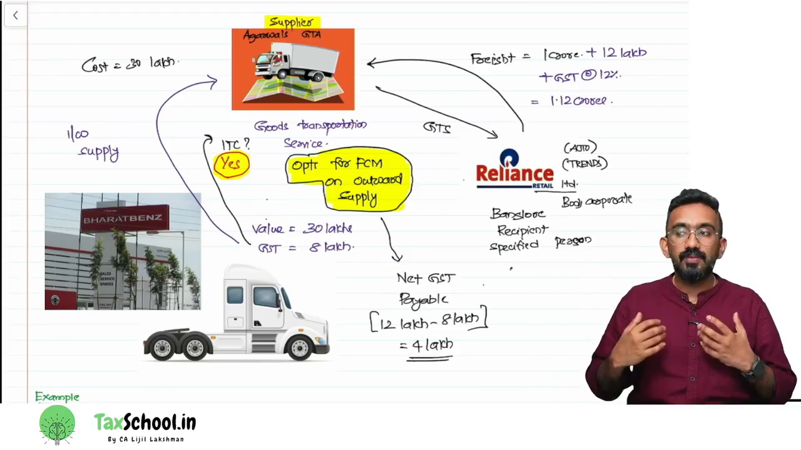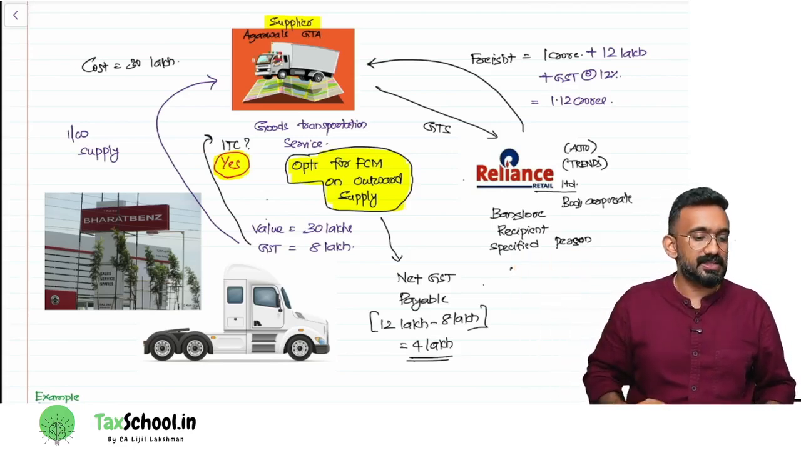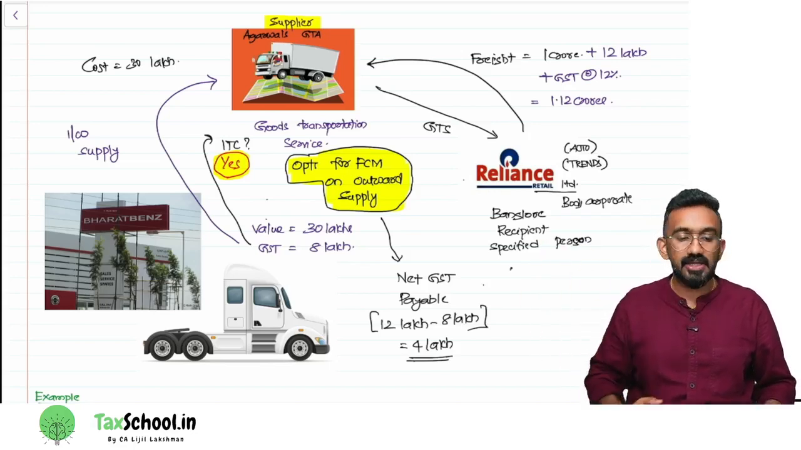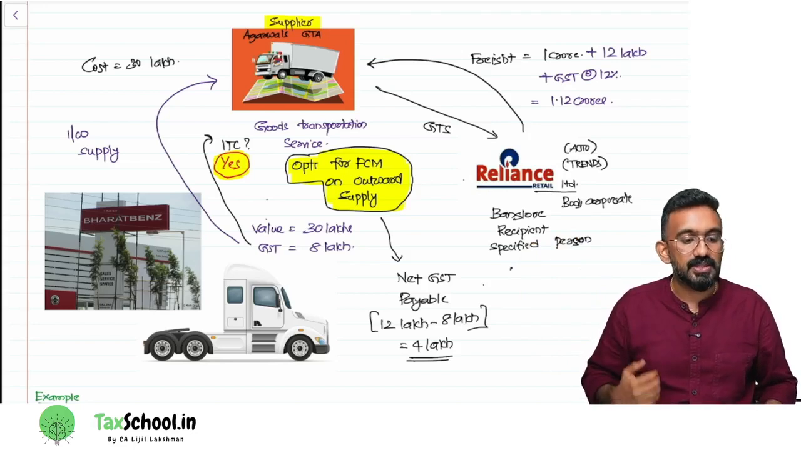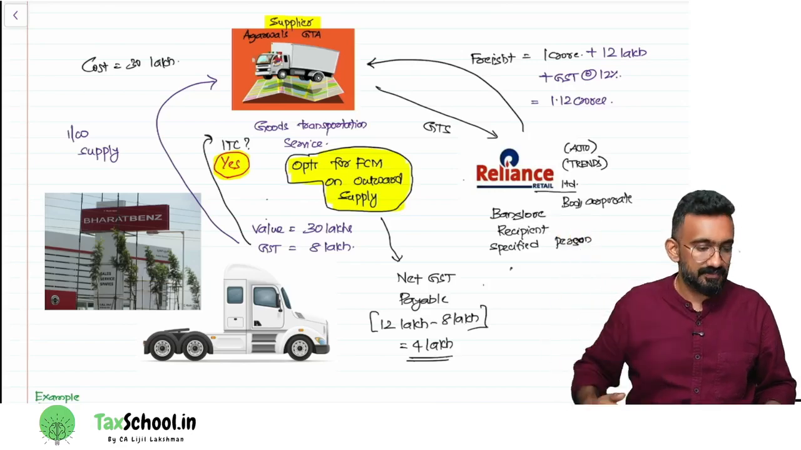Can I say always? Look at this case. In this case, is the recipient a body corporate, a specified person? Yes, it's a body corporate. Is this taxed under FCM or RCM? It is taxed under FCM. Why? Because GTA has opted for FCM.